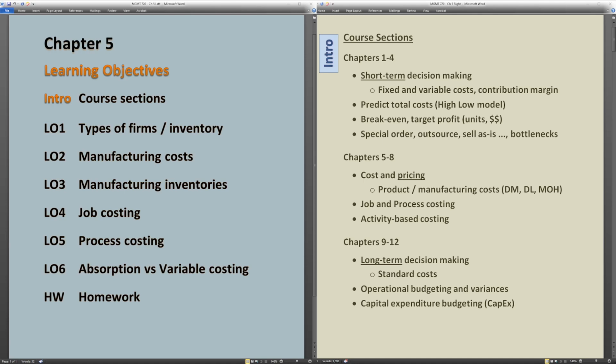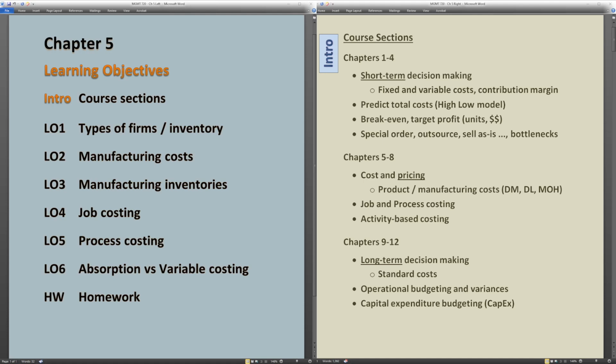So what are these middle 4 chapters that we're embarking on tonight? The costs we're going to look at now are going to be product or manufacturing costs. And those costs are going to be DM, which stands for direct materials, DL, which stands for direct labor, and MOH, manufacturing overhead. So you see each set of 4 chapters has a different set of costs. Well, it's all the same costs, but they're just divided up in different ways.